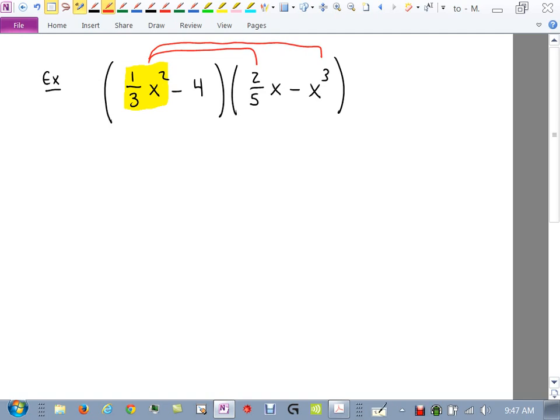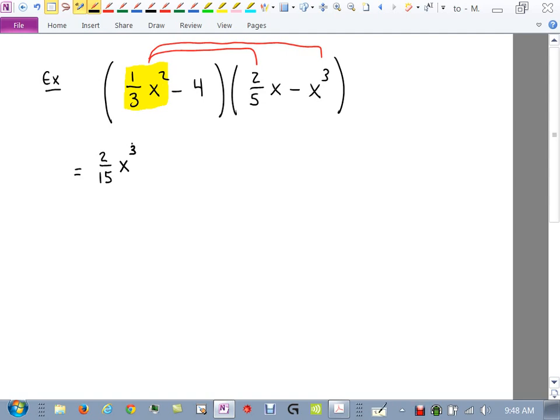What is 1/3 times 2/5? So I'm going to do this mentally, all right? What's 1/3 times 2/5? How do you multiply fractions? Straight across, right? So what's 1 times 2? 2. 3 times 5? 15. So we have 2 over 15. And then, what about the x's? X squared and x is x cubed. Okay, so that's my first multiplication right there.